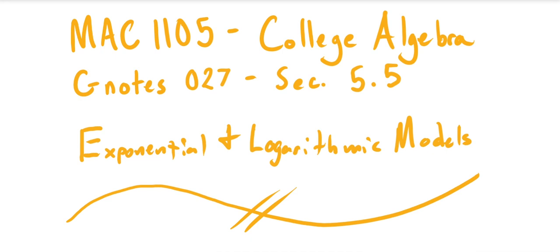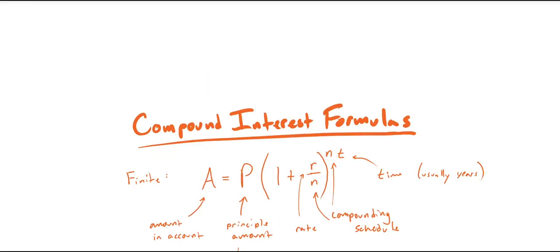These are guided notes number 27 in the series on section 5.5, exponential and logarithmic models. The first model that we're going to be discussing is the model for compound interest.